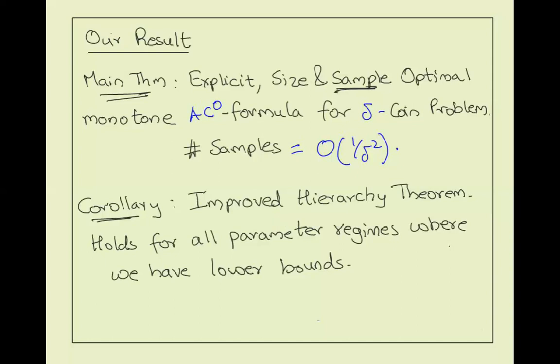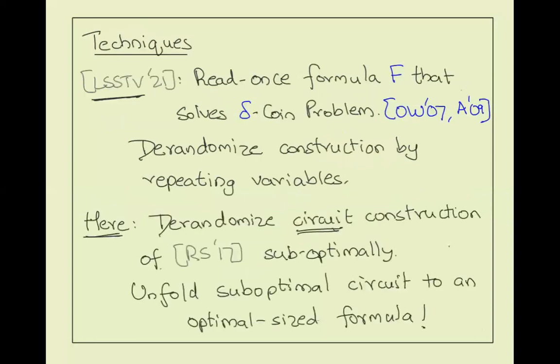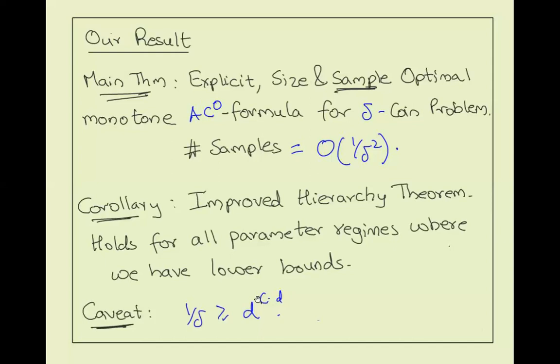And there is one caveat with our result, which is that we need to assume some sort of relationship between the parameter delta and the depth of the circuit. In the situation where the depth is a constant, this is not a restriction of any kind, but when the depth becomes super constant, this is some sort of restriction, and maybe this can be removed in future work. Okay, so that's the statement of our main result. Now let me tell you a little bit about the techniques that we use.